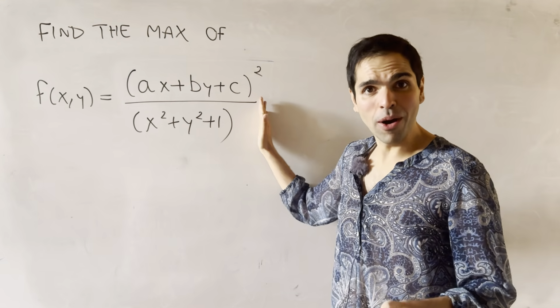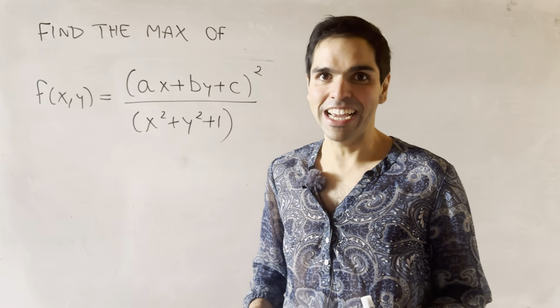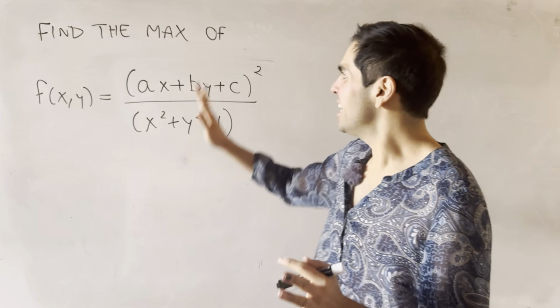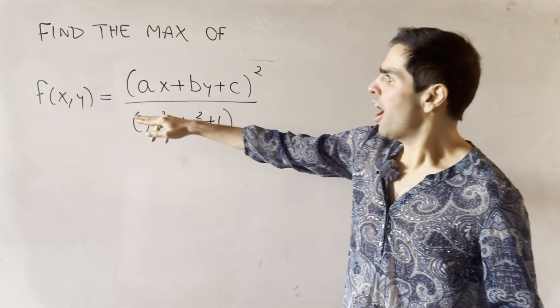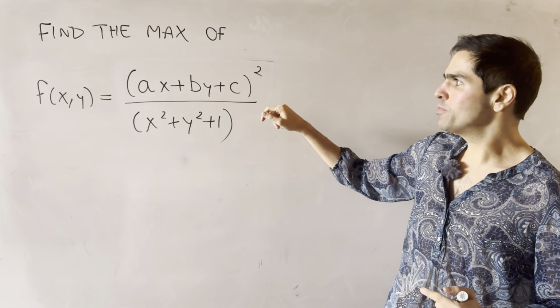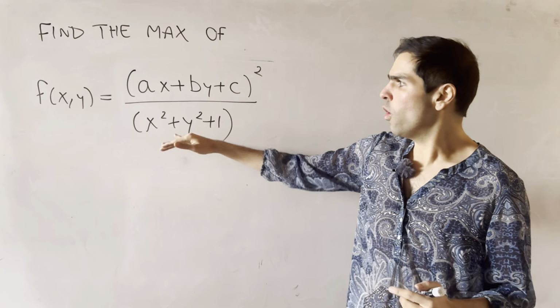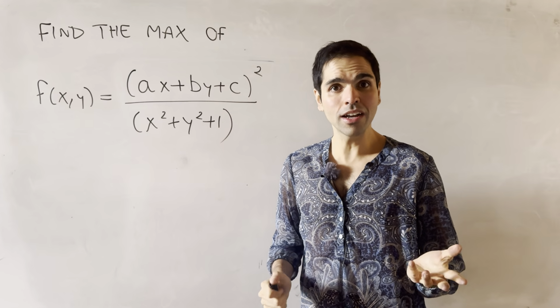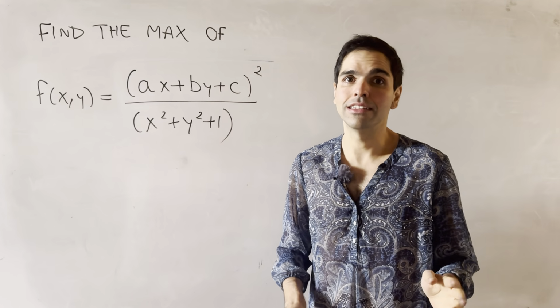Here's a modern problem that requires an ancient solution. Namely, we will find the maximum of the function (ax + by + c)² over x² + y² + 1 without using any calculus.